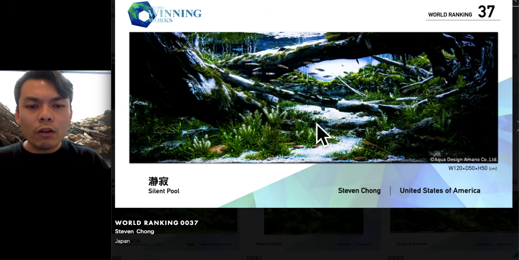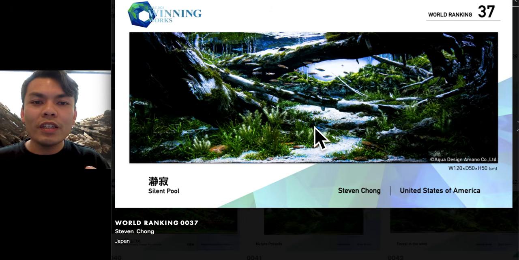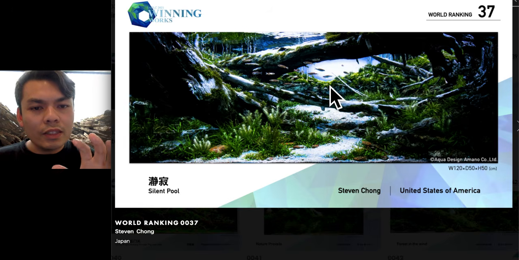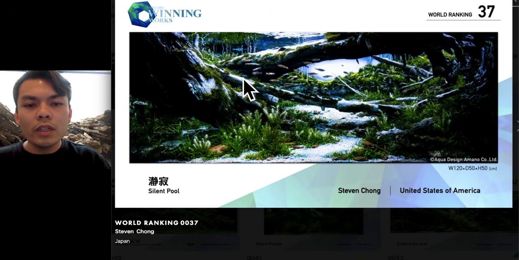Another thing that I found to be extremely beautiful with this aquarium was a sense of stillness, but at the same time, some real dynamic movement in the placement of the wood, and of course, dynamic movement in the hardscape itself, contrasted with the stillness of these plants here.